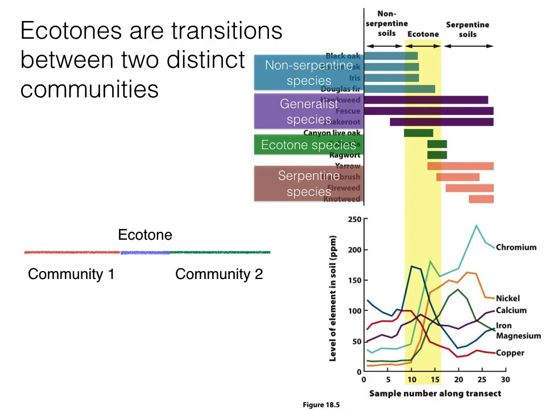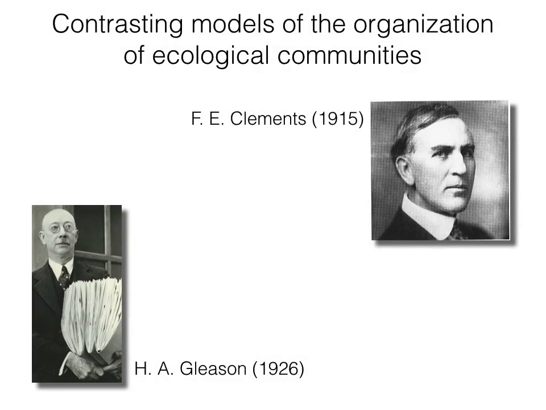These concepts of zonation and ecotone transitions between communities on the landscape suggest that communities are distinct ecological units with characteristic assemblages of co-occurring species. This notion raises a question that ecologists have had for quite a long time, over a century in fact, and that question is, how are communities organized? Let's look at two contrasting models of how communities are organized.